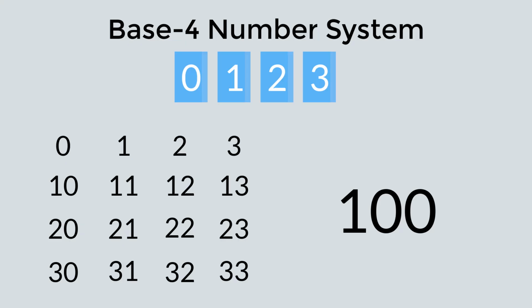This happens because the positions in base 4 are powers of 4. The rightmost position is 4 to the power of 0. Since 4 to the power of 0 is equal to 1, it counts ones. The next position is 4 to the power of 1. Since 4 to the power of 1 is equal to 4, it counts groups of 4. The next position is 4 to the power of 2. Since 4 to the power of 2 is equal to 16, it counts groups of 16.